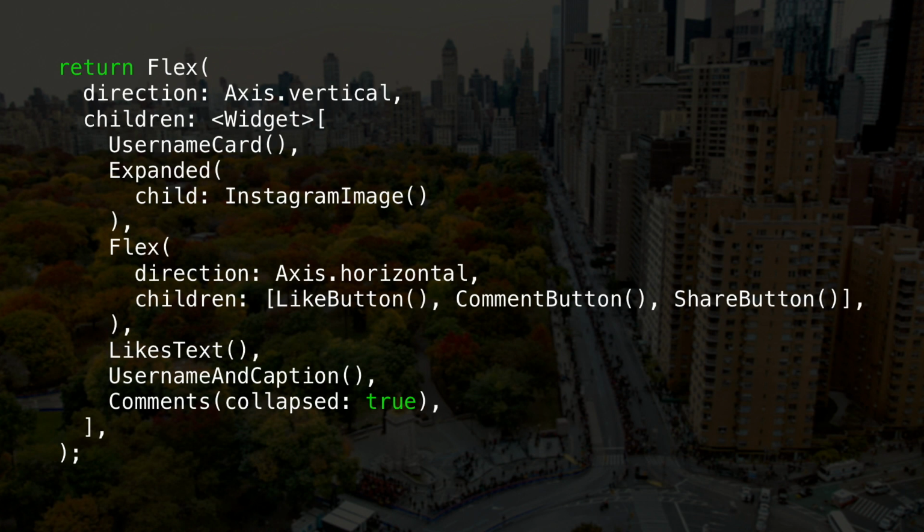Username card, as small as possible. We wrap the Instagram image in this component called Expanded. That's our way to say to the Flexbox, we want this to be as big as possible. The next one is the buttons, and we're going to wrap that in a different Flexbox going start to finish, so left to right in English locale. And we want all three buttons to be as small as possible. So we're going to say like, comment, share. And then we have the other controls, which are also as small as possible. So Flexbox, really cool, really useful. Use it all the time.